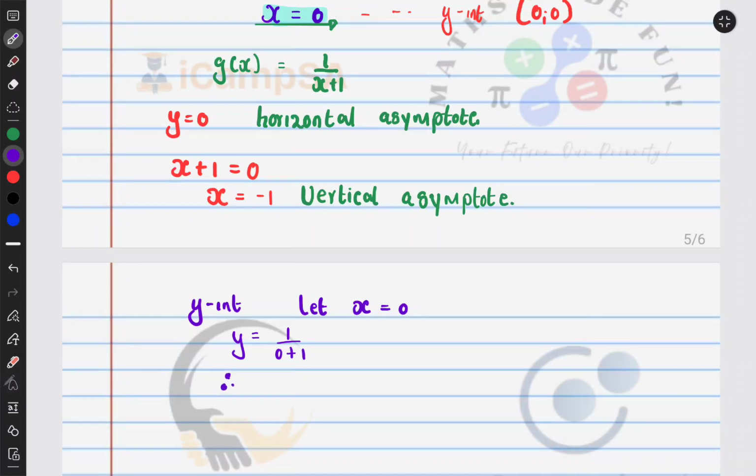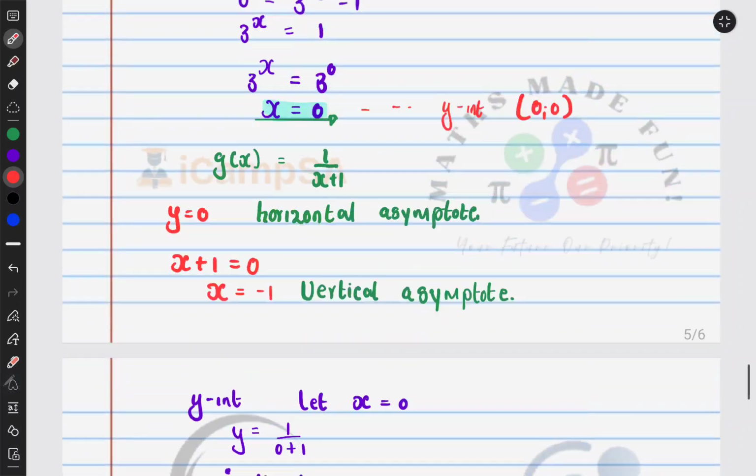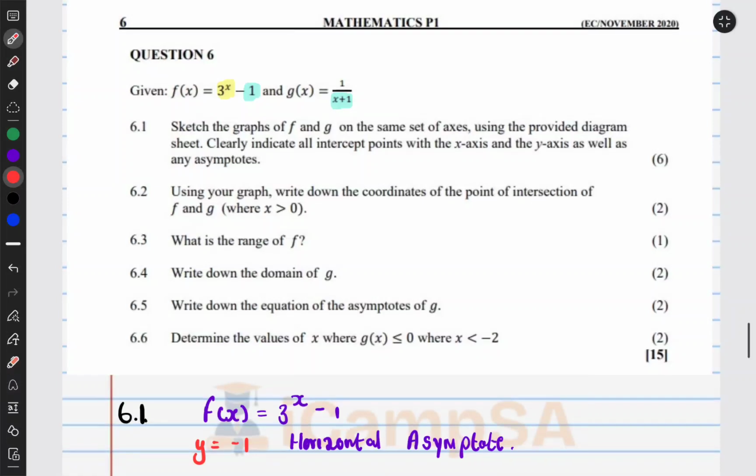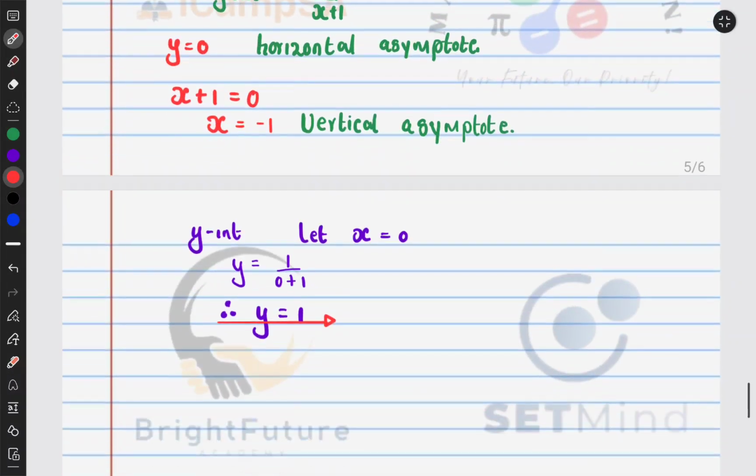therefore y is equal to 1. That would be the y-intercept, sorry. Okay, and then next, we have to sketch these two functions.